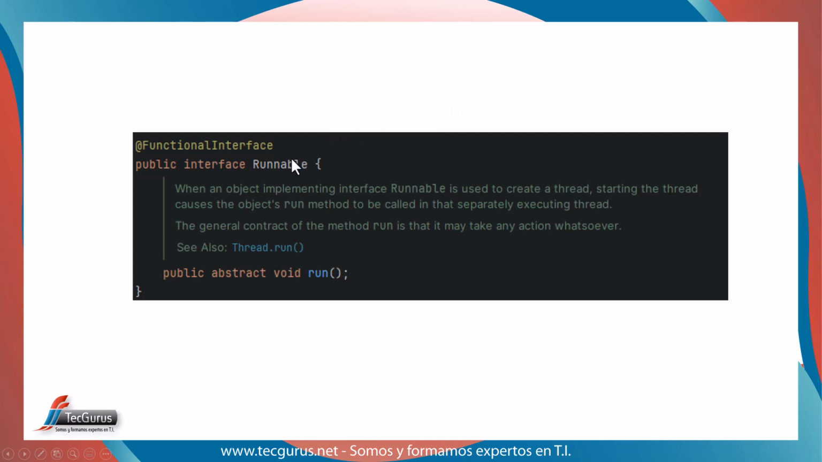Previously, in order for me to use Runnable, I had to create a class that implemented Runnable and then override the run method. Now, being a functional interface, I can do it in a single line of code without the need to create the class, implement it, override, but in the same line of code, I would do the three things.